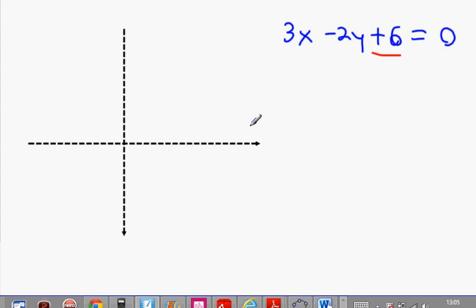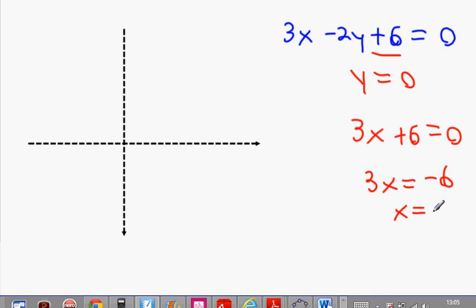So what you have to do is, to find out where it cuts the x-axis, you have to put y equal to 0. You put y equals 0, then you're left with 3x plus 6 equals 0. Therefore 3x is minus 6, x equals minus 2. It crosses at minus 2, 0.